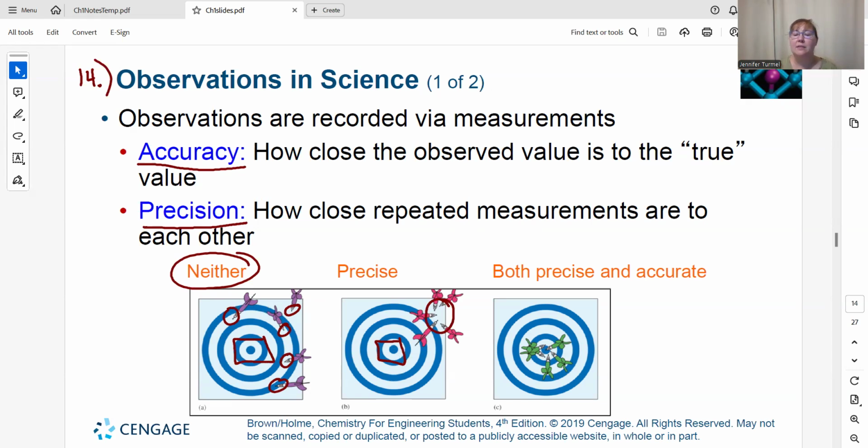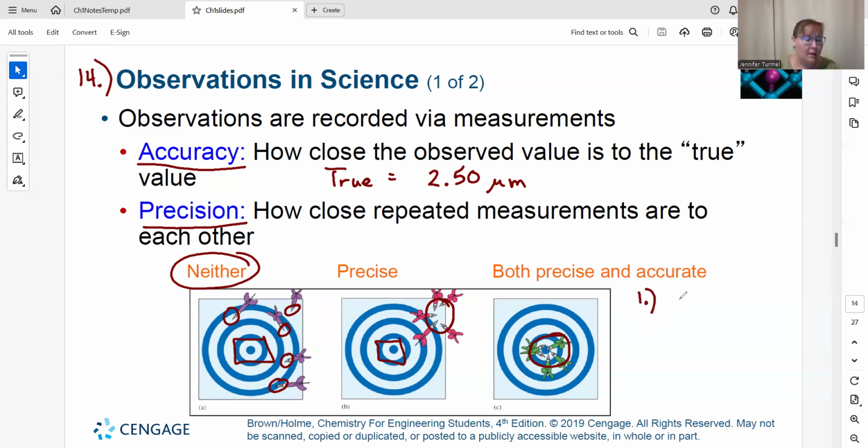And this next one, you can see that all of your points are clustered right in here. So you're both precise and accurate. Now let's say that we have a true value equal to 2.50 micrometers or microns. Let's say that we have 3 trials.